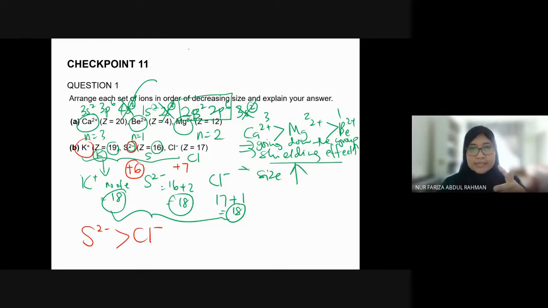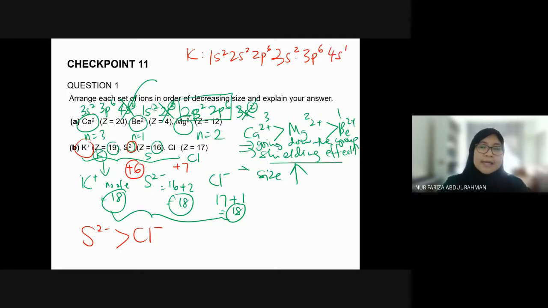Okay, let's see. K, this is for the atom. The electronic configuration will be 1s2, 2s2, 2p6, 3s2, 3p6, 4s1. Okay, so let's total up. So 10, 18, 19. Okay, because the proton number for potassium is 19.